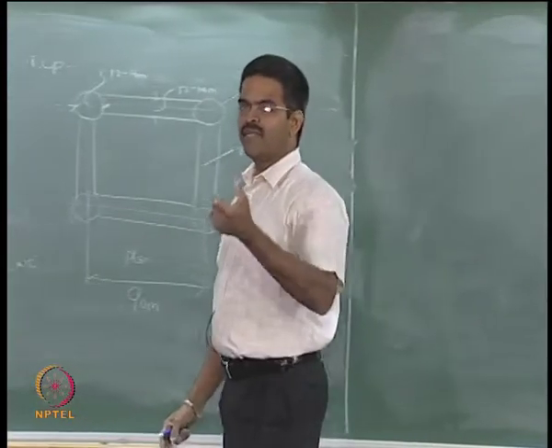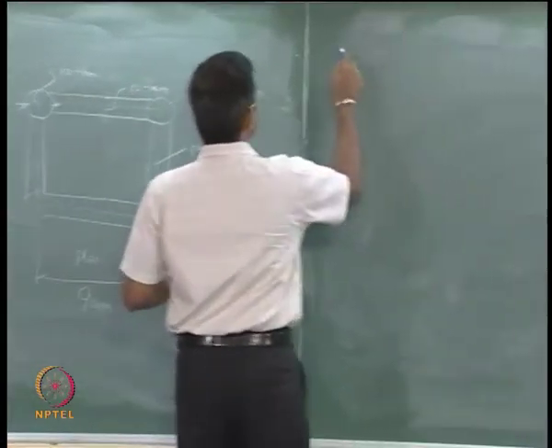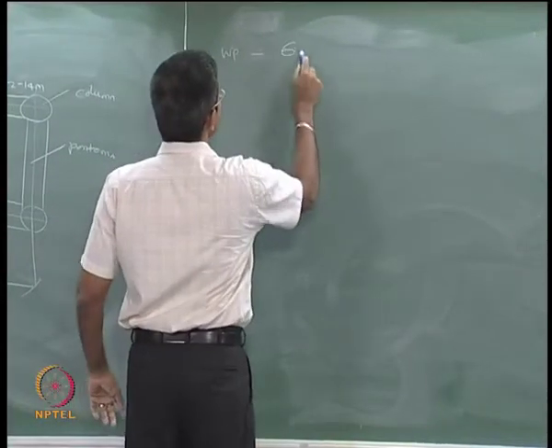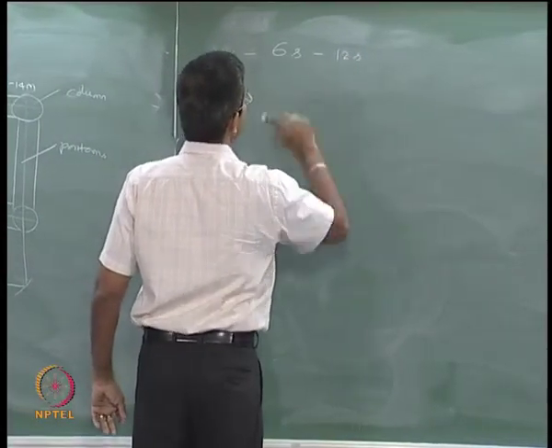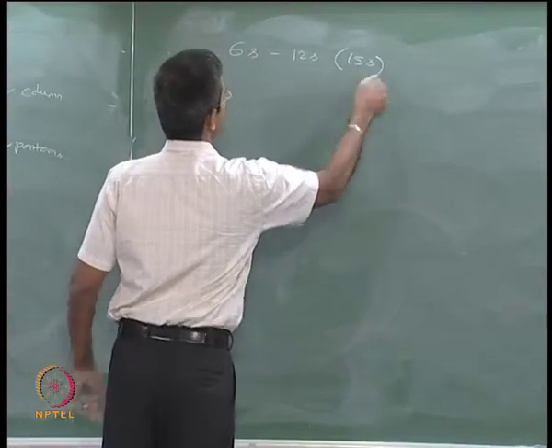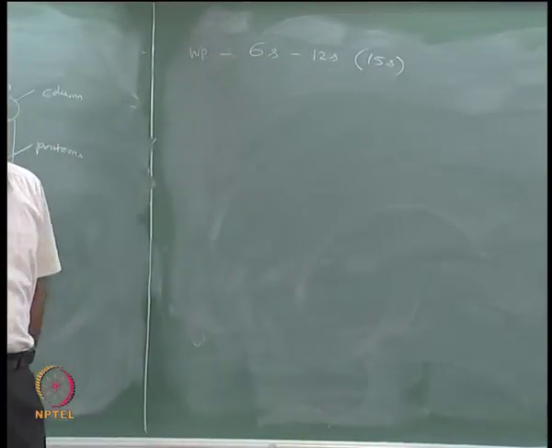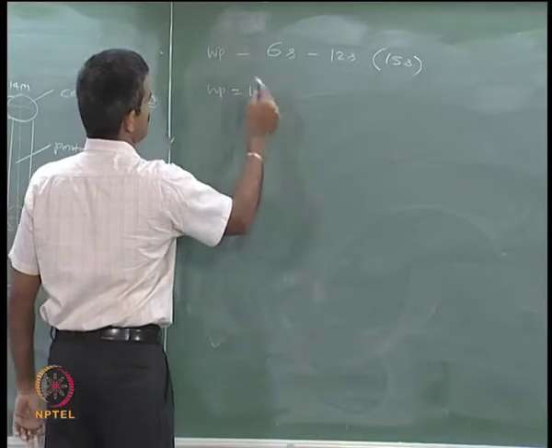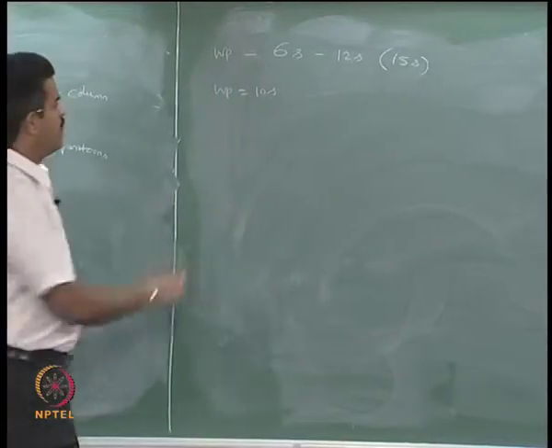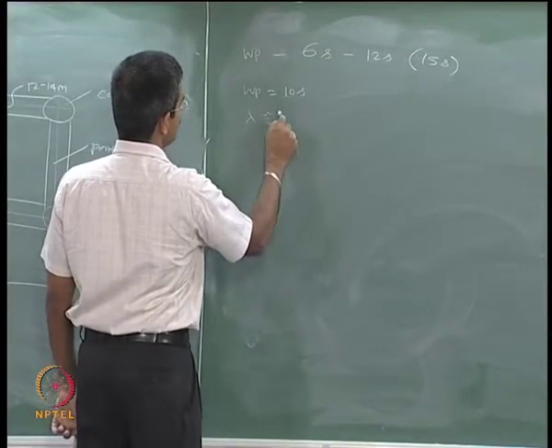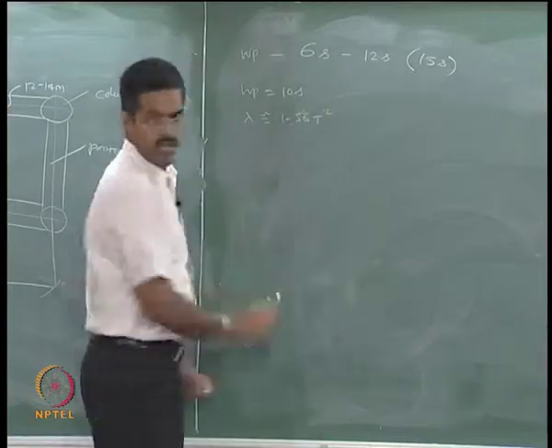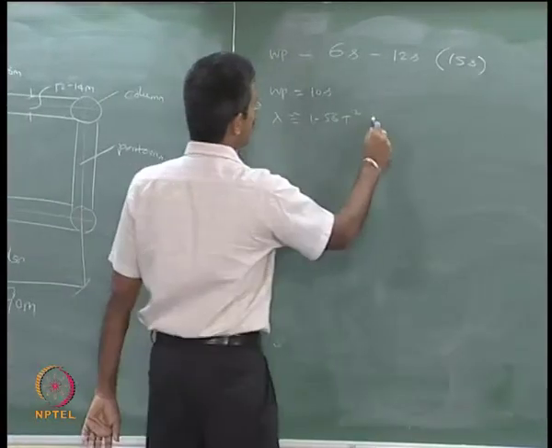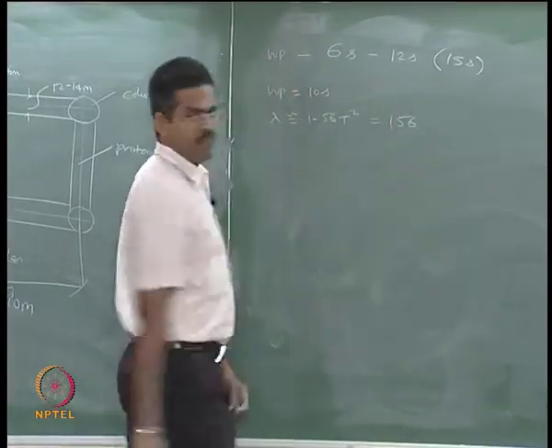Let us look at the sea state where the wave periods can range from, let us say, 6 seconds to 12 seconds, or at worst 15 seconds. Let us pick up a wave period of 10 seconds. Wavelength is approximately 1.56 T squared for a deep water condition. If we apply this, this becomes 156 meters.